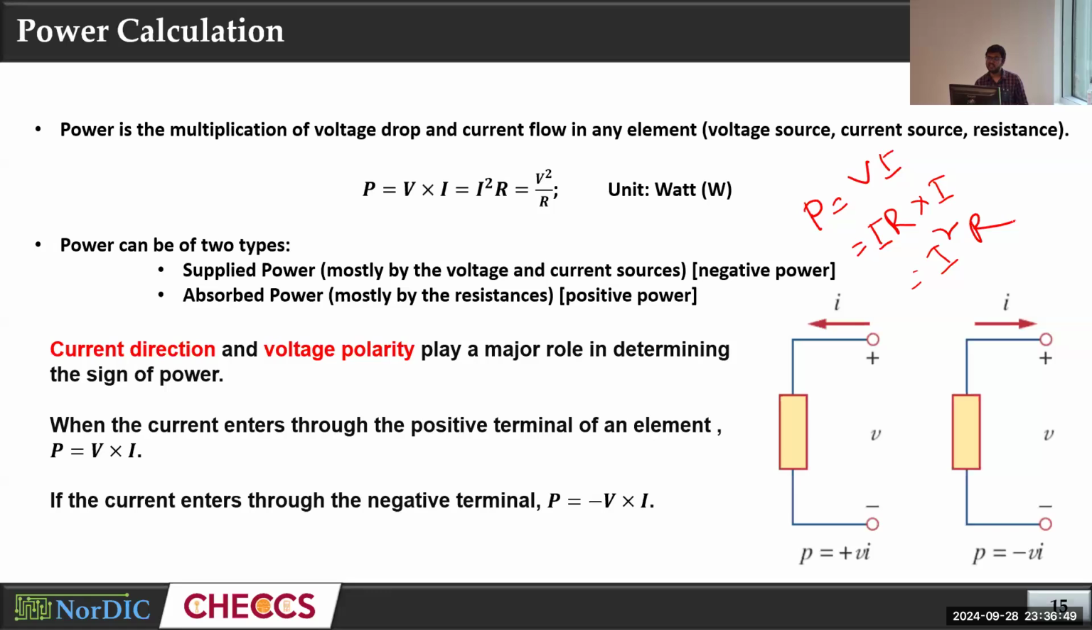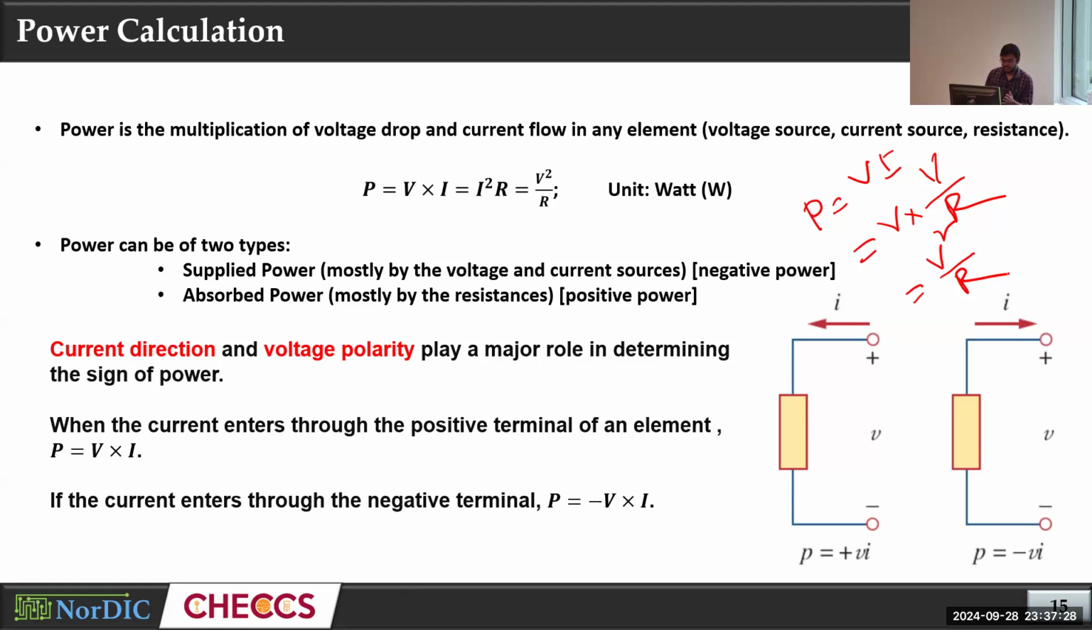On the other hand, if we know V and R, if we know voltage and resistance but don't know the current, then we can calculate current from Ohm's law, V by R, right? So the power will be V squared by R. So these are three interchangeable equations. If you know voltage and current, you use P equals V times I. If you know current and resistance, you use I squared R. If you know voltage and resistance, you use V squared by R. And the unit of power is watt.